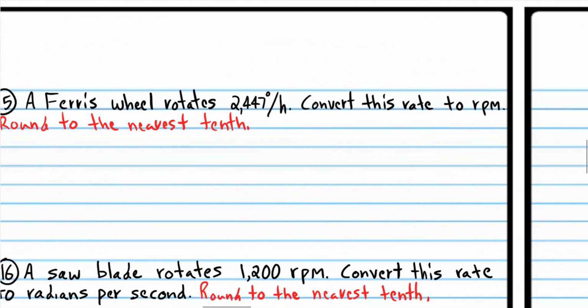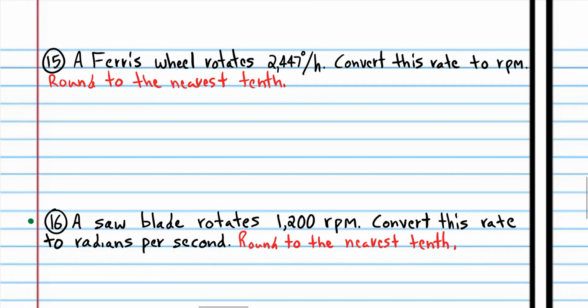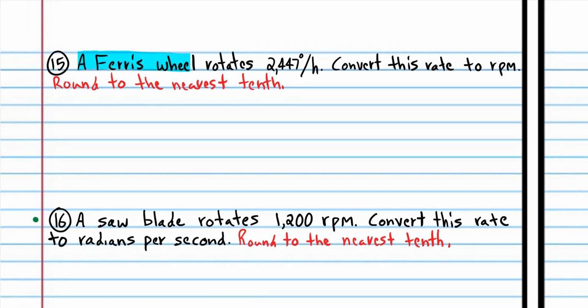Okay, so let's do one more of these problems using the factor label method. A Ferris wheel rotates 2,447 degrees per hour. So now we're actually writing an angular velocity in degree units. And we're not really going to convert to degrees because our calculations or our formulas that we learned today don't really work with degrees. We're only doing this to help you learn how to convert between the units. So we're going to convert this to RPMs.